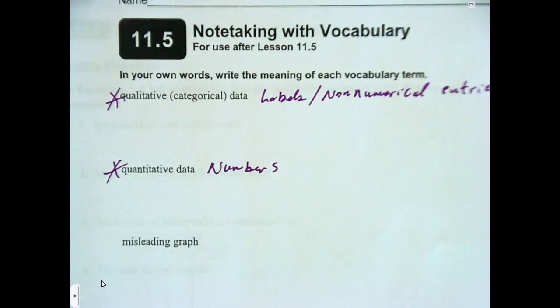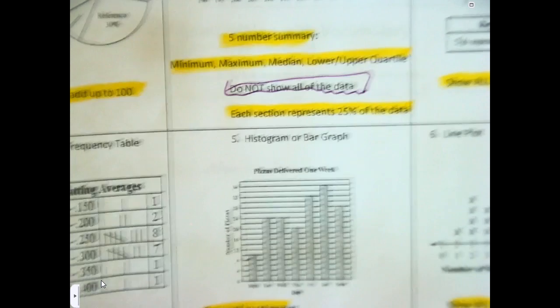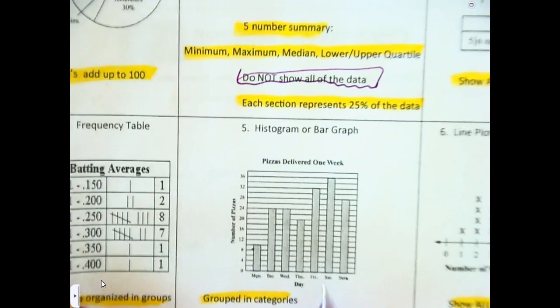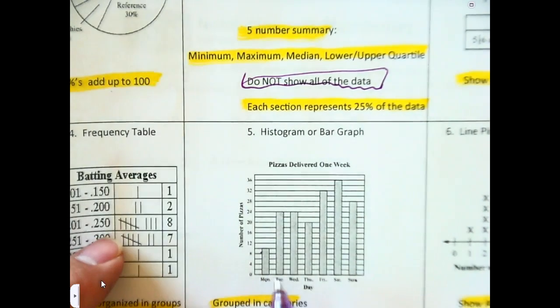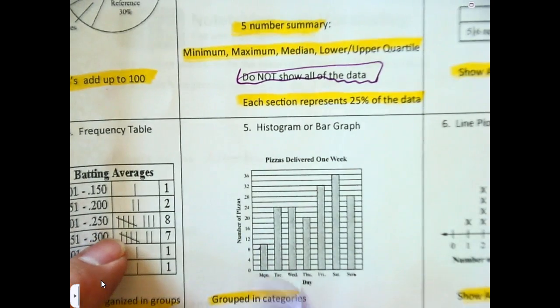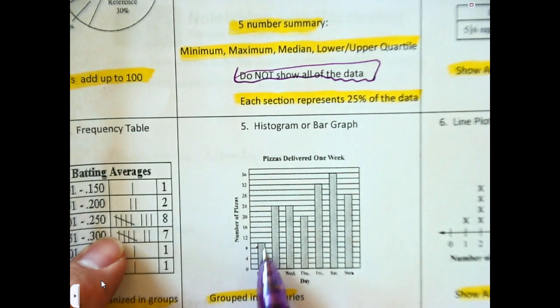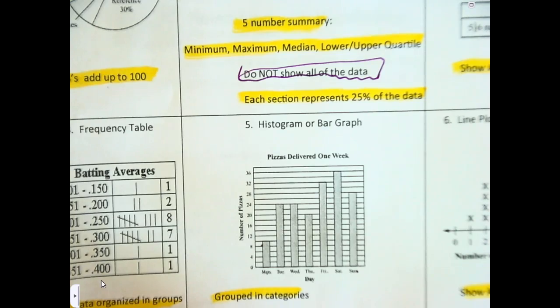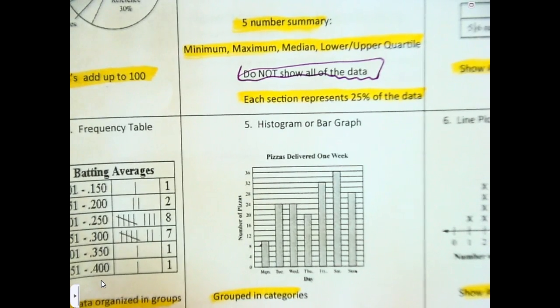Qualitative? How many say qualitative? How many say quantitative? You got to vote. Don't just look around and pick someone else's. How many say qualitative? How many say quantitative? Okay, are you measuring an amount in this graph? Yes, you are. Okay, this is quantitative. It's a quantity because you're measuring the number of pizzas ordered each day. Okay? We will see some examples of qualitative here in a while.